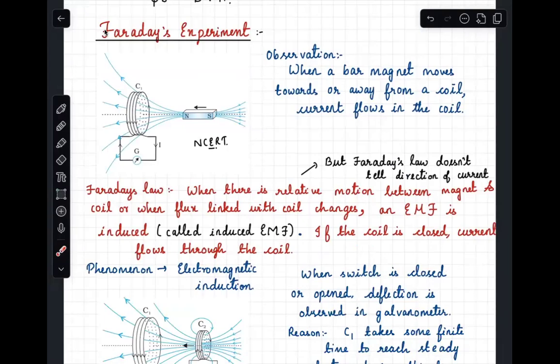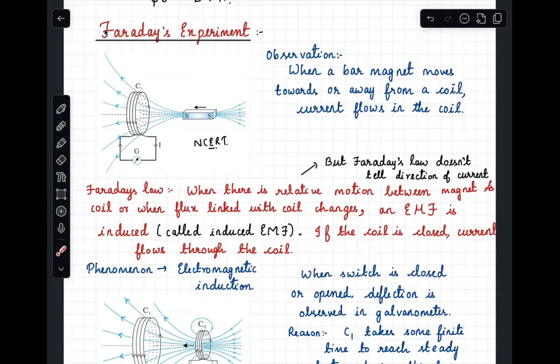An EMF is induced, and that is called induced EMF, and the phenomenon is called electromagnetic induction. And the current is called induced current. Remember, if the coil is closed, only then is there a current flow. If the coil is open, EMF will be induced, but there is no current flow. This phenomenon is called electromagnetic induction.